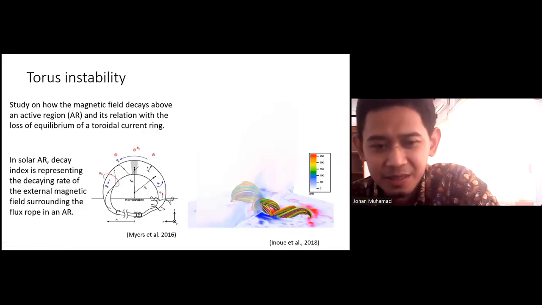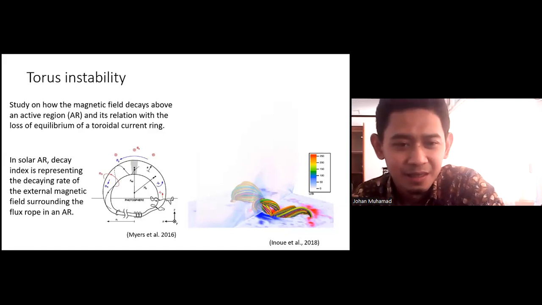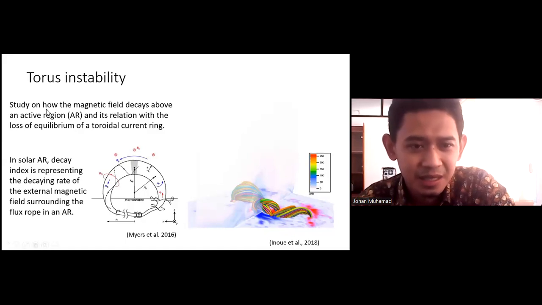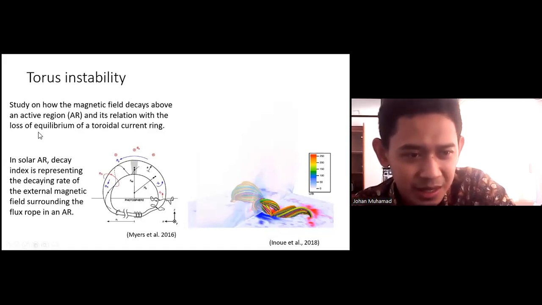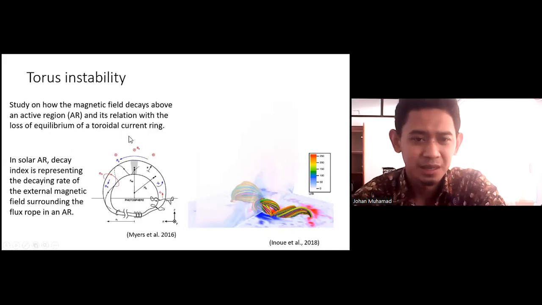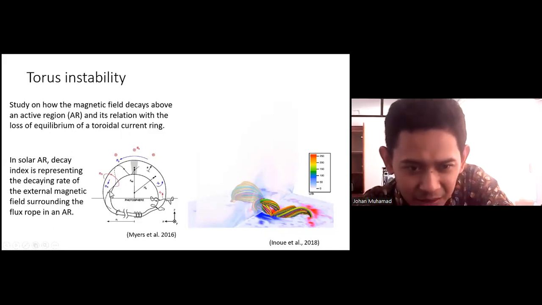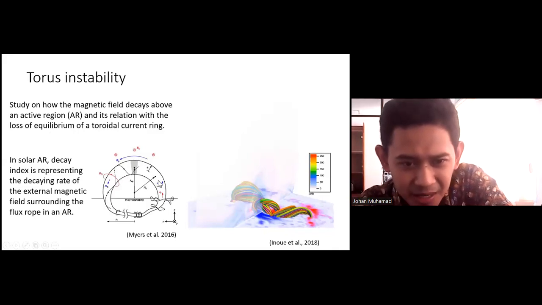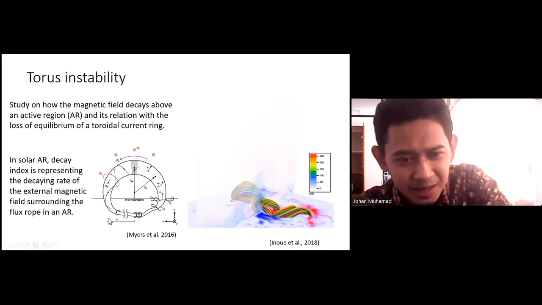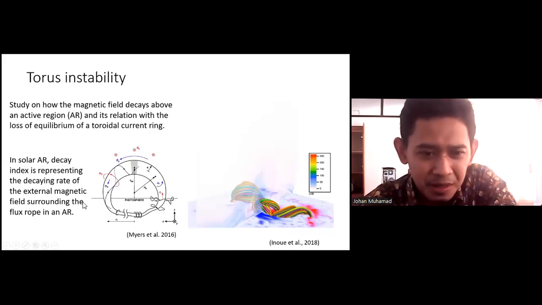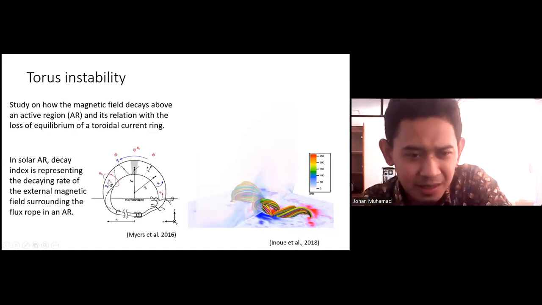So there are no reconnections that trigger the instability. It's a study on how the magnetic field decays above an active region and its relation with the loss of equilibrium of a toroidal current ring. Because, as I've already explained before, we can assume that the magnetic flux rope is just like a current ring, like this toroidal current ring, but the shape is a little more complicated here. But anyway, the concept is still the same.